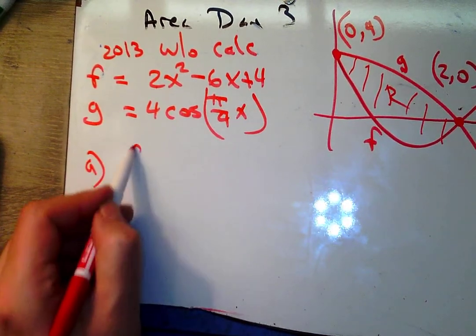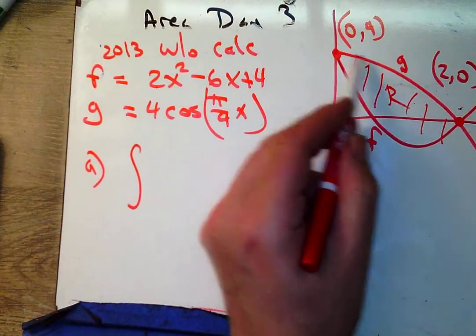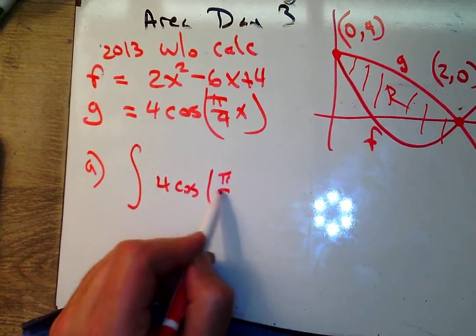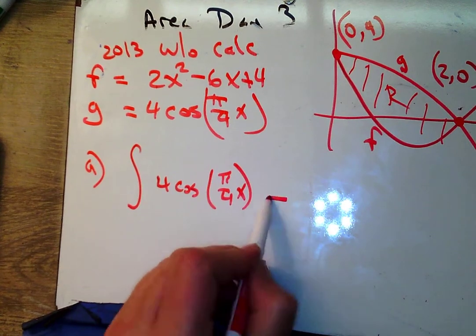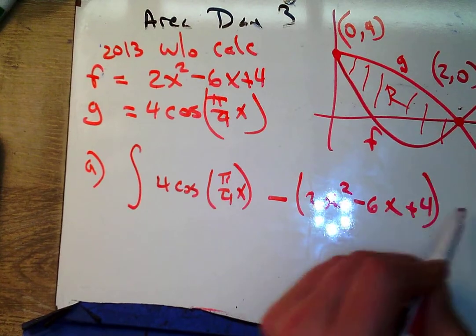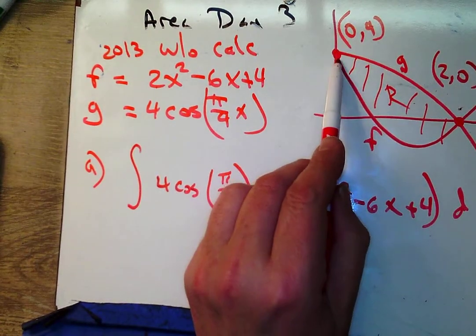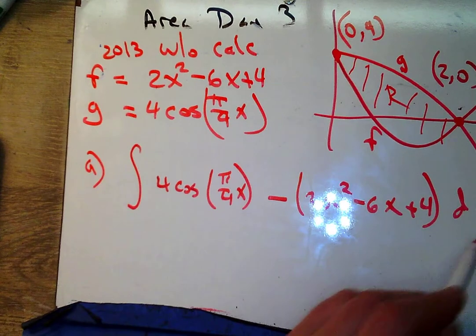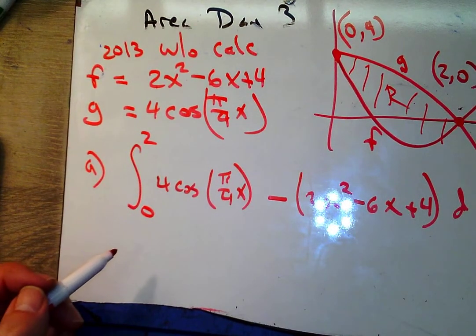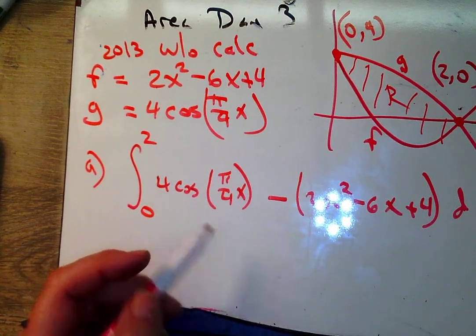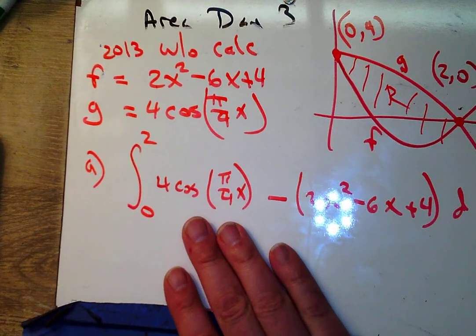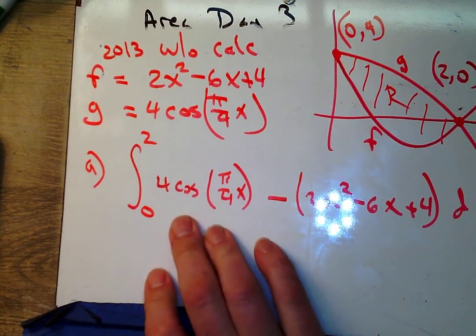Part A, we're just going to have the integral from top 4 cosine pi over 4x minus bottom 2x squared minus 6x plus 4 dx. And I'm integrating from here to here. So this is a dx integral. I'm using x bounds on my integral. Okay, now notice how this was no calculator. So we need to be able to find the antiderivative of this without that need.